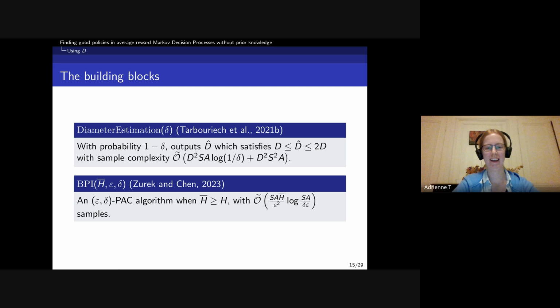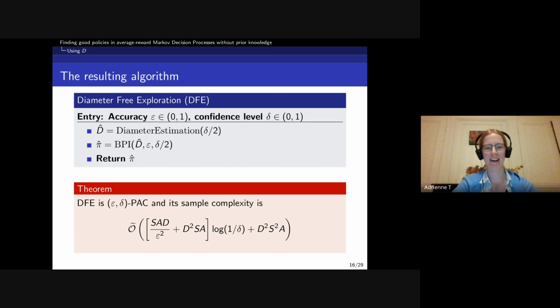And on top of that, all the algorithms that required prior knowledge of H actually just require knowledge of an upper bound of H. And the diameter is an upper bound of H. And so now we have all of our building blocks. And so if we put them together, fine-tuning the parameters well enough that it fits together, we get our algorithm, which is the diameter-free exploration algorithm. So in which you estimate the diameter and then plug that into the best policy identification procedure.